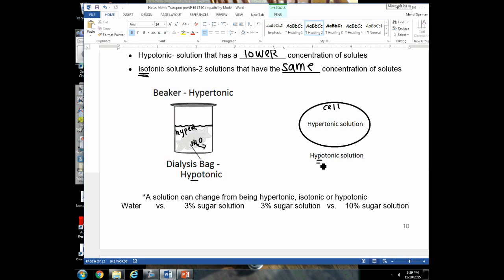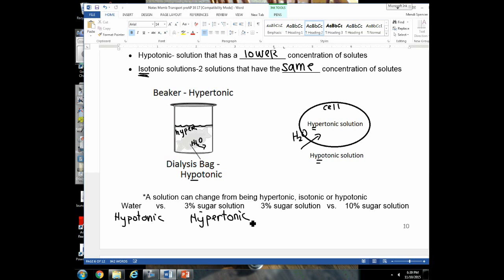In this situation, water is going to move into the cell because the inside is the hypertonic solution. Water always goes to the hypertonic solution. Now, just because a solution is labeled hypertonic, it doesn't mean that it's always going to be hypertonic. For example, if I have just plain water compared to a 3% sugar solution, obviously water is going to be the hypotonic solution, and sugar is going to be, in comparison, the hypertonic solution.